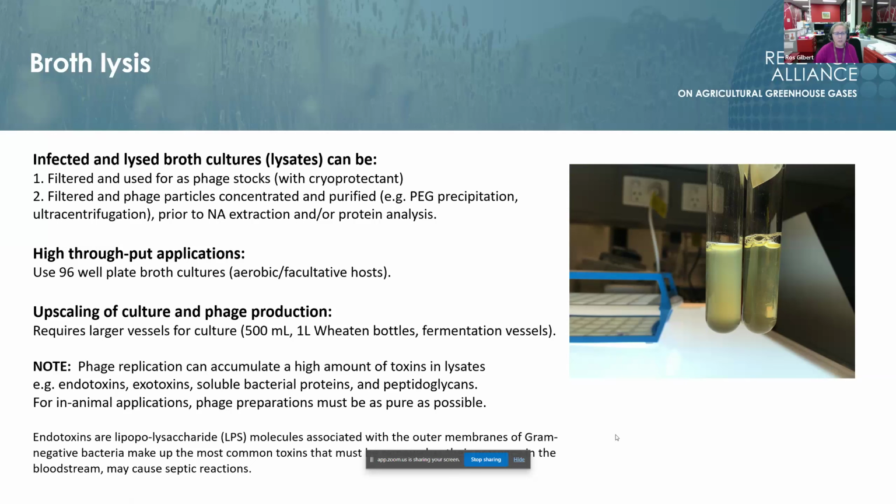Very important to note is if you're going to do anything with phages afterwards, like any kind of animal trial or anything like that, you have to be aware that phage replication can accumulate a high amount of toxins in the lysates. So that's things like endotoxins, exotoxins, soluble bacterial proteins, and peptidoglycans. At the end of the day, the virus has blown that bacteria apart, and everything will still be there in the culture. So for in-animal applications, phage preparations must be as pure as possible because particularly the endotoxins, they're highly toxic and can lead to bloodstream infections and septic reactions.